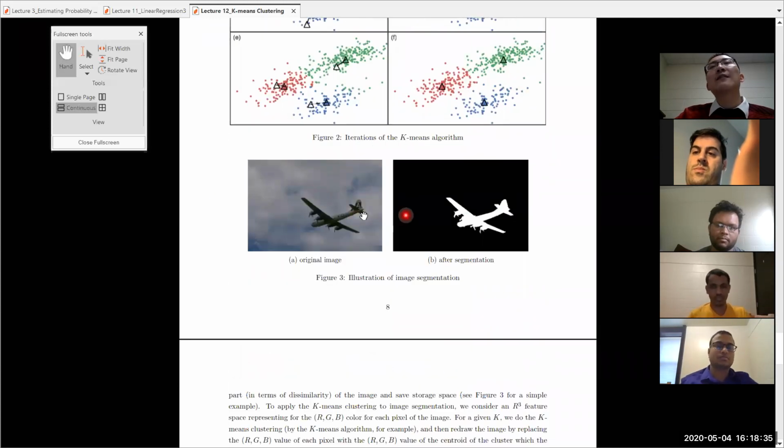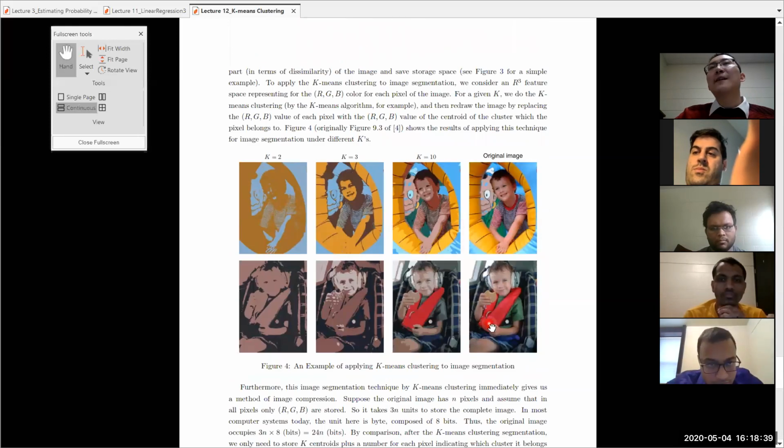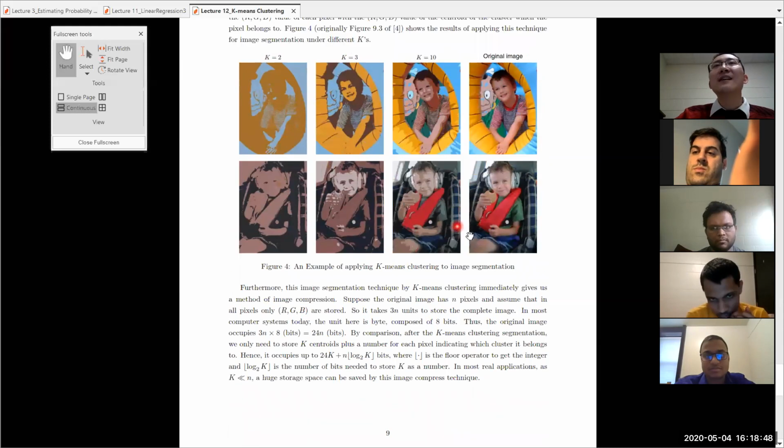And for image segmentation, you're gonna have something like this. All of them are done by k-means clustering. And I'm gonna show you the example of my cat, and you're gonna see how it really works. And it really works very, very well.